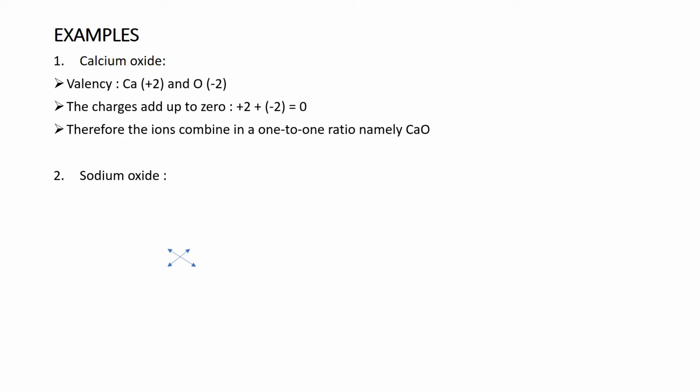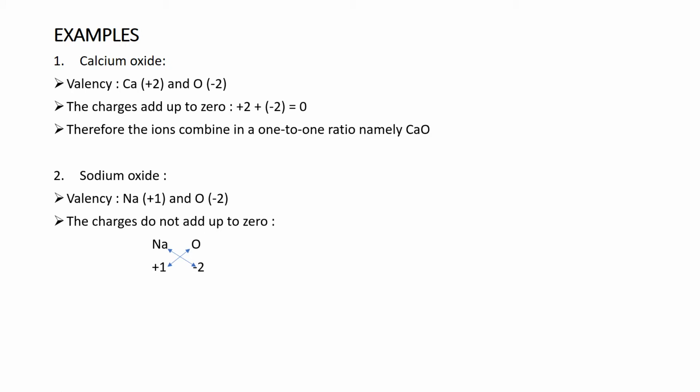What about sodium oxide? We know that the valency for sodium is +1 and oxygen is -2. So the charges do not add up to 0. What are we going to do? We use the crossover method for this. We need 2 sodium ions and 1 oxygen ion, because we need to balance this so that we get a neutral compound. So after the crossover method, we get Na2O.